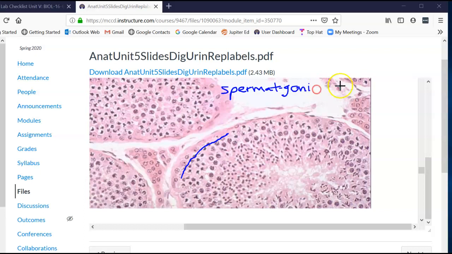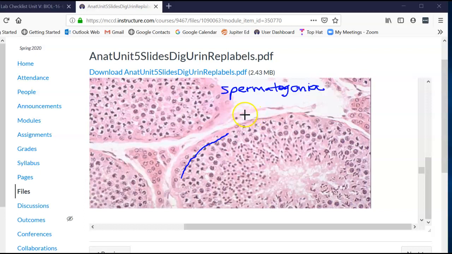Well, plural would be spermatogonia. And I'm following the list that you have. If you're an anatomy student, I'm following the list. If you're a Bio 4B student, you don't have a list per se, but you have those structures in your lab manual.